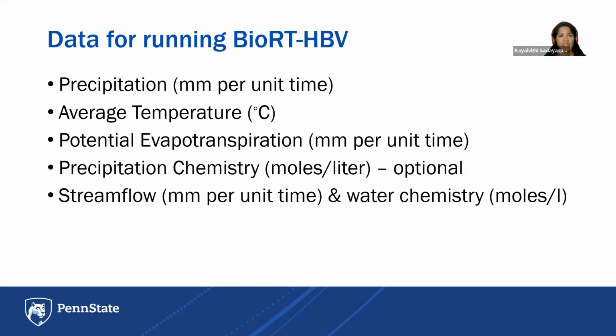Usually, streamflow data are measured in units of volume per unit time. However, for HBV light, this streamflow should be area normalized and the unit must be converted to mm per unit time.